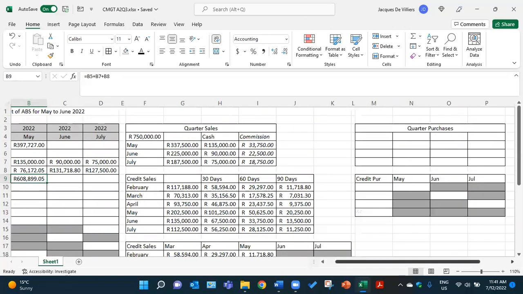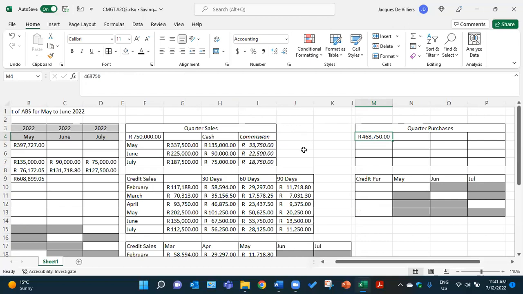Now we get to our purchases. We are told that our total purchases for the period is 468,750. Okay. Now, we are also told that our inventory level stays constant and that we have a constant markup.